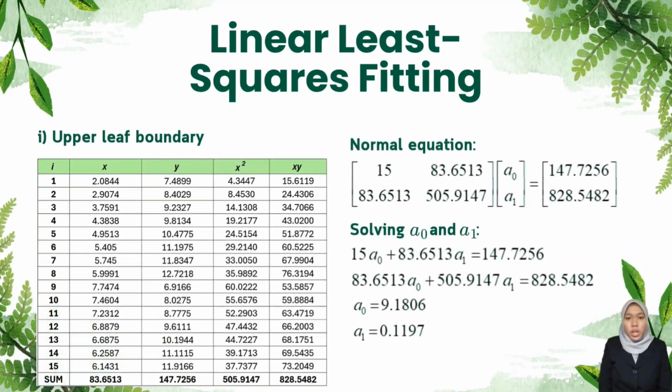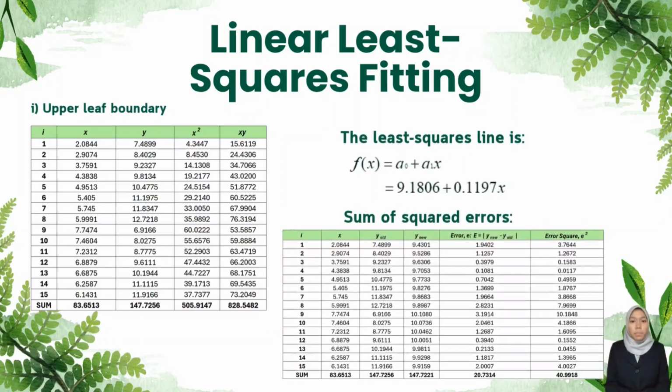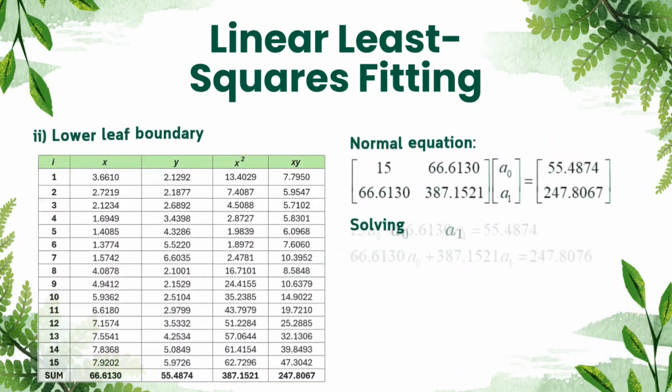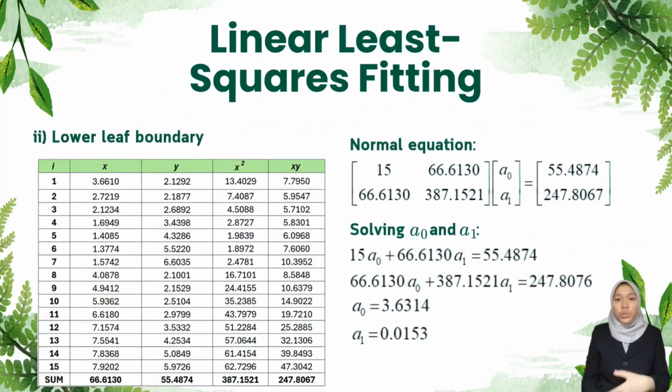For the upper leaf boundary, we substituted the data sums into the matrix equation to solve for our constants a0 and a1. Then, we got a0 is 9.1806 and a1 is 0.1197. This gave us an upper line equation of f(x) equals 9.1806 plus 0.1197x. Then, we calculated the SSE and the total calculated error sum is 40.9918.